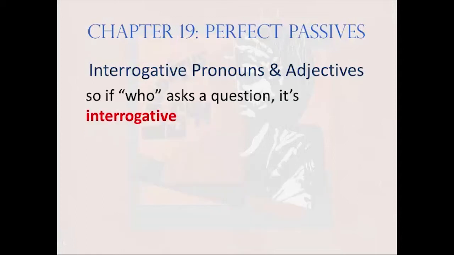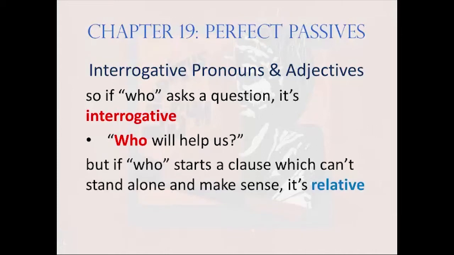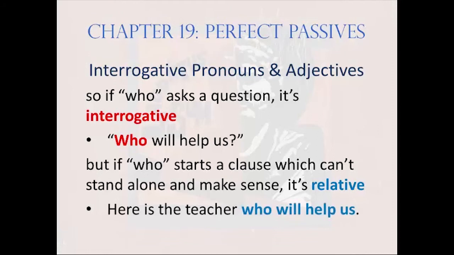Let's be clear about that difference. If who asks a question, it's interrogative. For example, who will help us? But if who is in a clause that can't stand alone and make sense, it's relative, and it doesn't ask a question. For example, here is the teacher who will help us. Note that relative pronouns have antecedents.